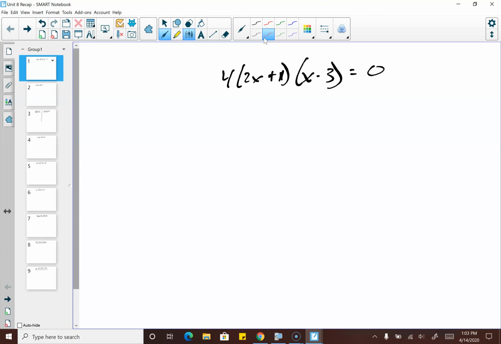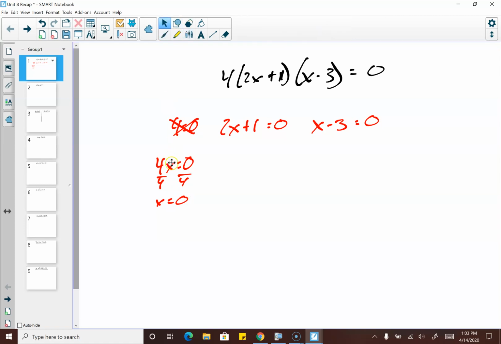So we know when we have parentheses equal to 0, we're going to set each of them individually equal to 0 and solve. But the one thing I want to look at here is the 4 that was on the outside. Now, if we set everything equal to 0, including the 4, we recognize that 4 equals 0 doesn't make any sense. However, be careful, because if it was 4x equals 0, then we would have to divide both sides by 4, and 0 would be one of our answers. So we do have to be careful.